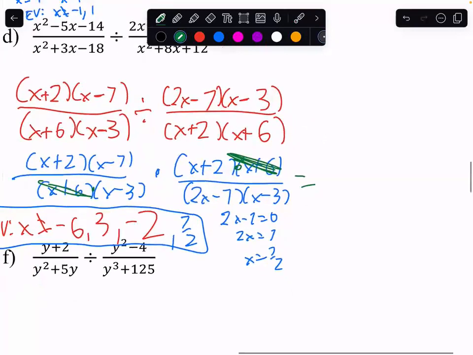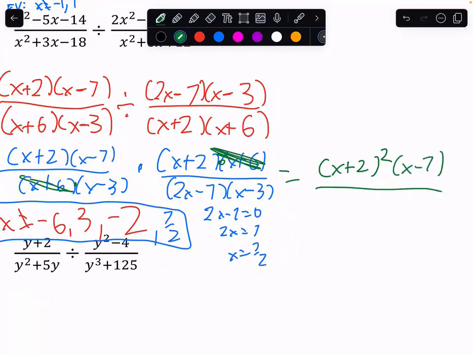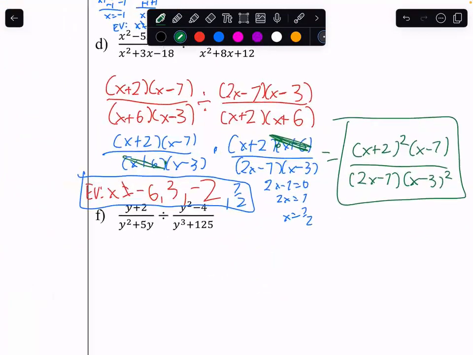Nothing else is a common factor. So I'll just rewrite it with an exponent. Because you have x plus 2 times x plus 2, I'll say x plus 2 squared. And then over here, we have matching x minus 3s. Again, I would definitely not distribute this one out. I would stop right here.